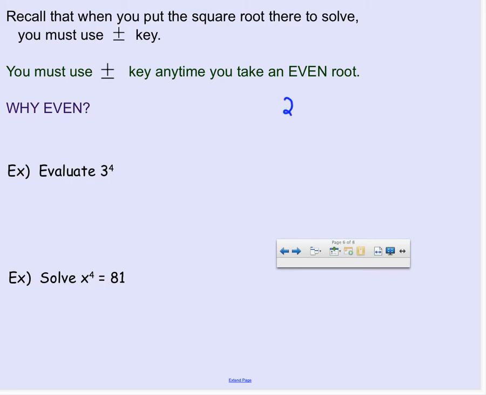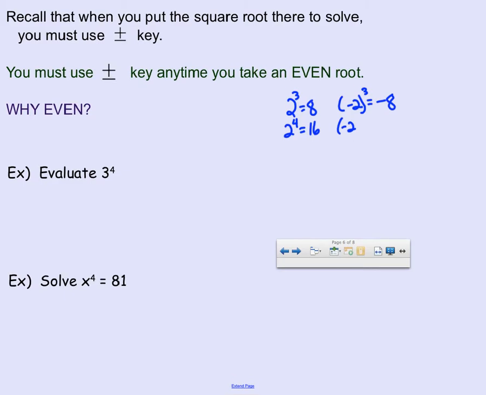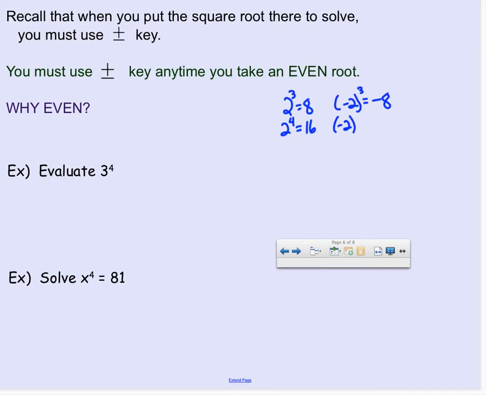If we take 2 cubed, that's 8. If we take negative 2 cubed, that's negative 8. All right, so let's do another one. What about 2 to the 4th? 2 to the 4th is 16. Well, what's negative 2 to the 4th? Negative 2 to the 4th is still positive 16, because a negative times a negative is positive, and then times another negative is negative, and then times another negative is positive.